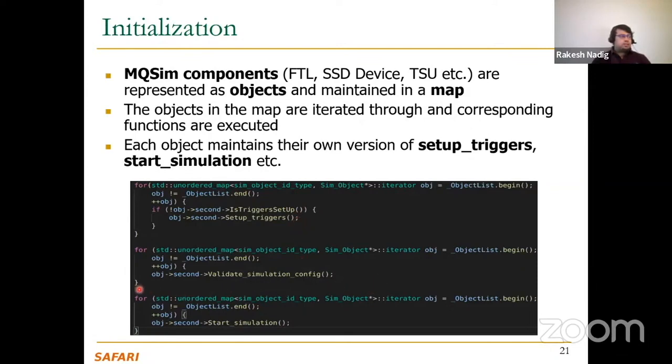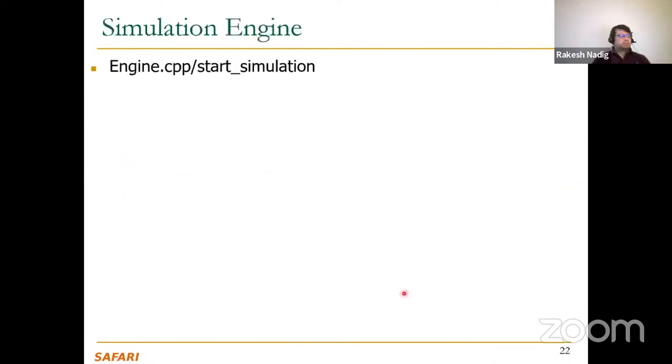And there is also a validate simulation config, where it goes through all the objects again in the map and validates whether the configuration of that particular object, let's say the SSD device, is correct. Then it will go through the different objects and execute start simulation. That is the entry point for all these objects.